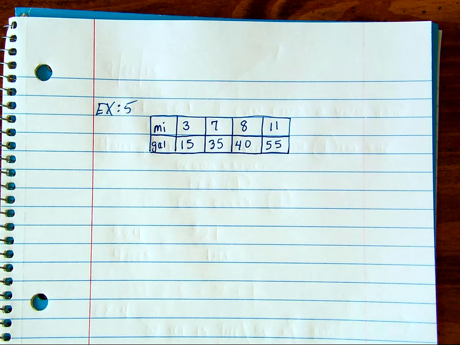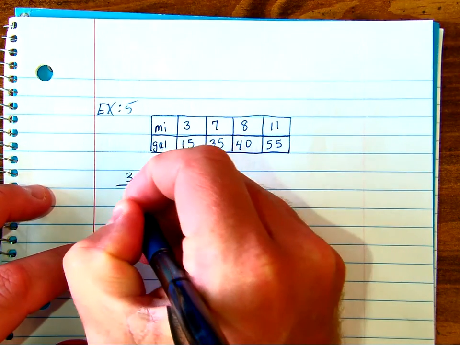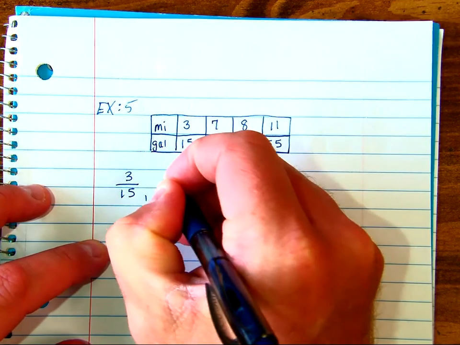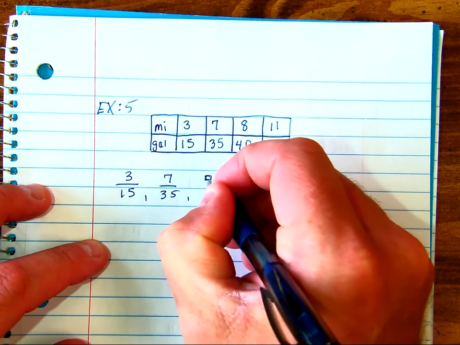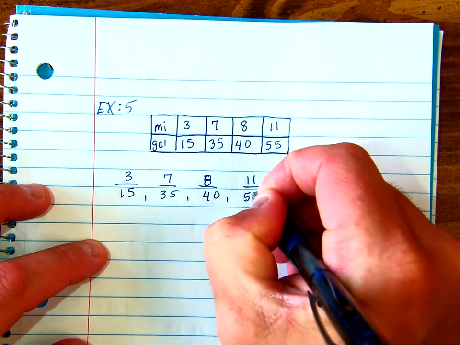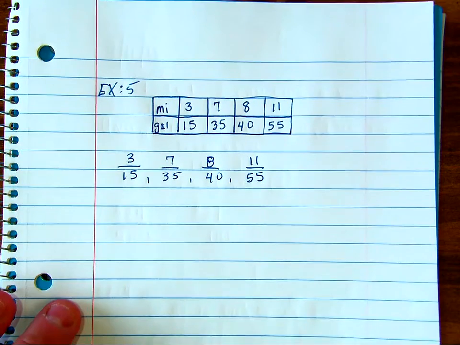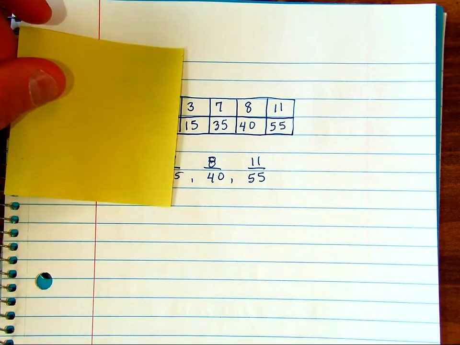Again, there's 2 methods to this. Okay, there are 2 methods to this. You could simply just do 13 divided by 15, 7 divided by 35, 8 divided by 40, 11 divided by 55. They're actually kind of already written as a division problem for you in the table.